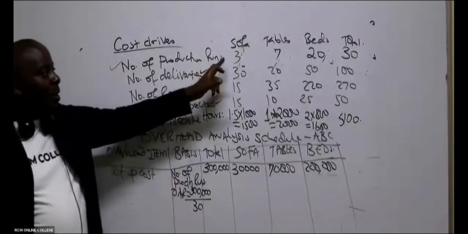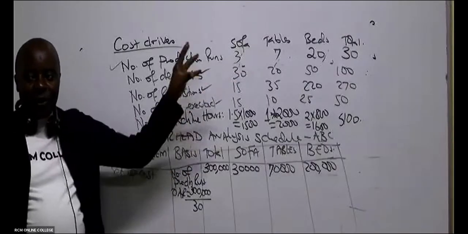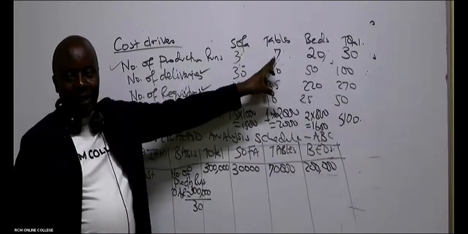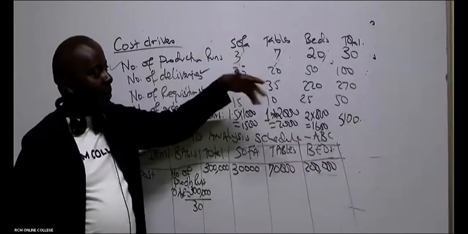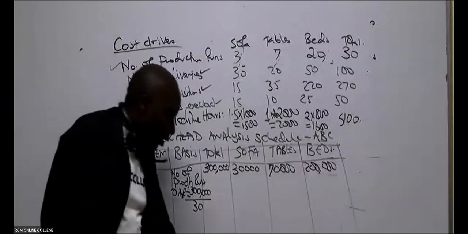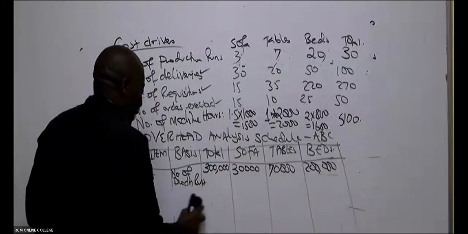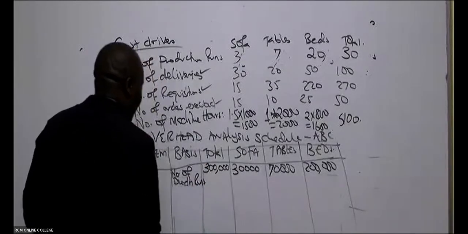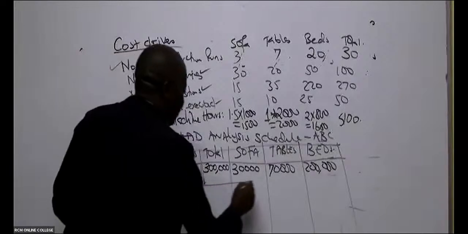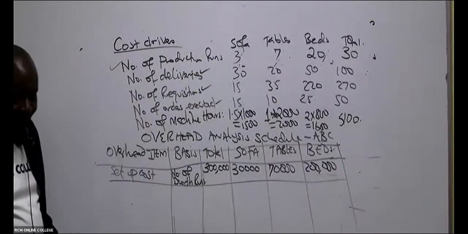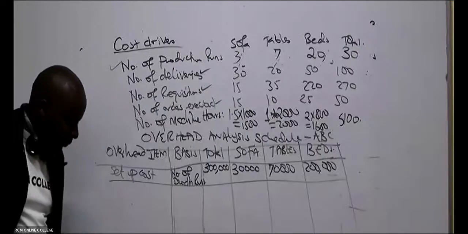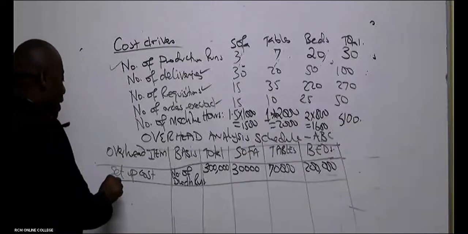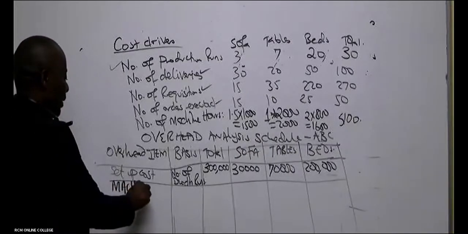So when I go to sofa set, how many runs do we need? You'll take 10,000 times 3. Then 10,000 times 7, because 10,000 now is per run. 10,000 times 20. Whichever method works for you, we don't care. What it means in this case is what matters to us. So we have been able to do setup costs. Can we take on the second one? The second one is known as machine cost. So you write here, machine.